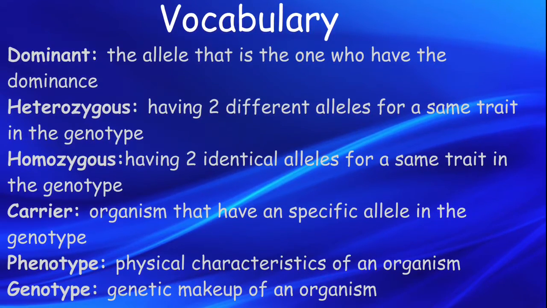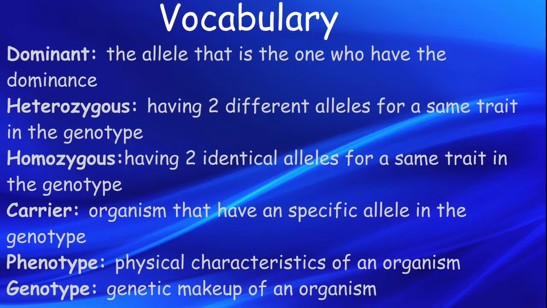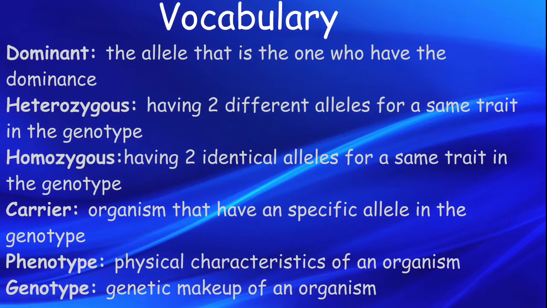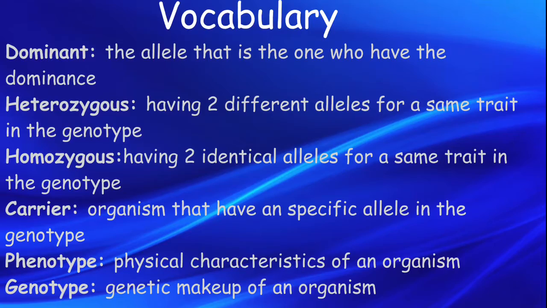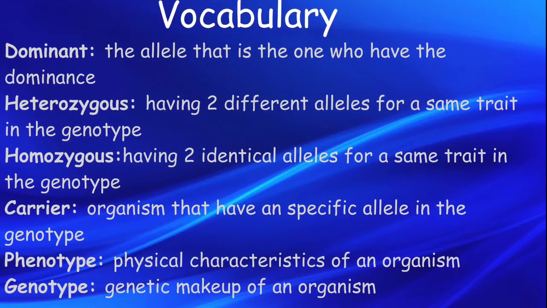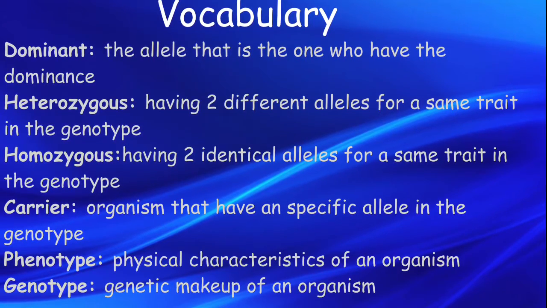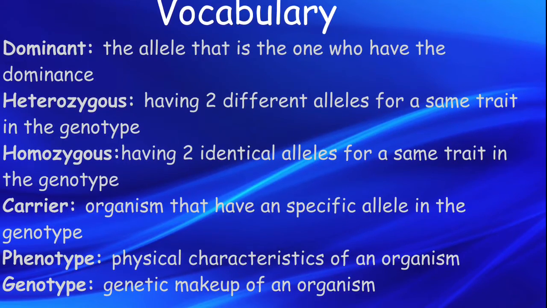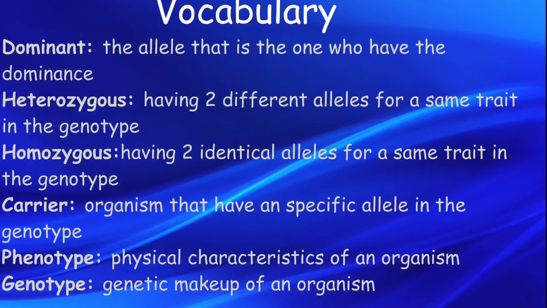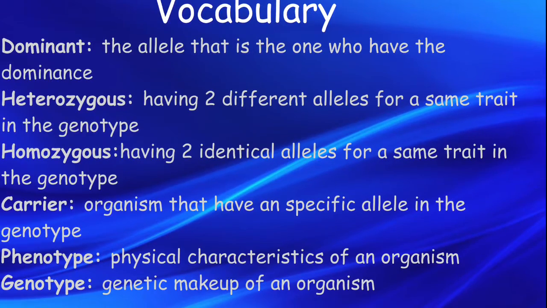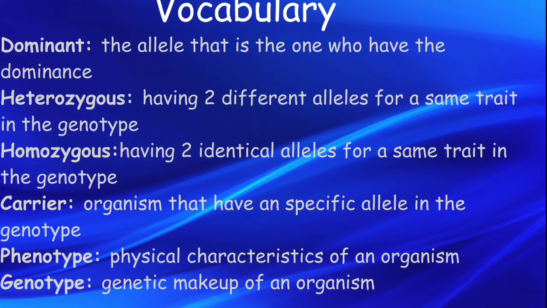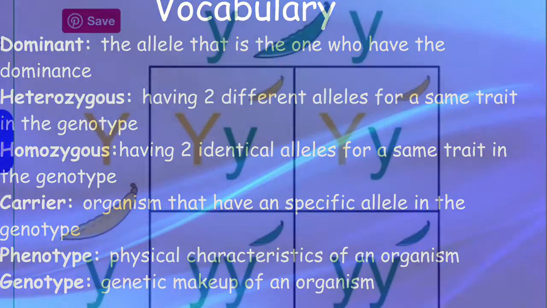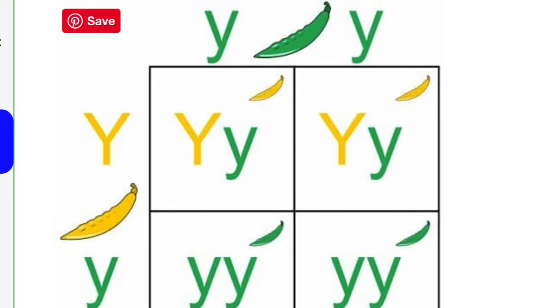So the genes will be in the carrier, that is the organism that has a specific allele in the genotype, and the phenotype is the physical characteristic of an organism, while the genotype is the genetic characteristics of an organism. For example, you could have a recessive allele in the genotype, but it will not appear in the phenotype. So this is the first example for a more basic understanding.